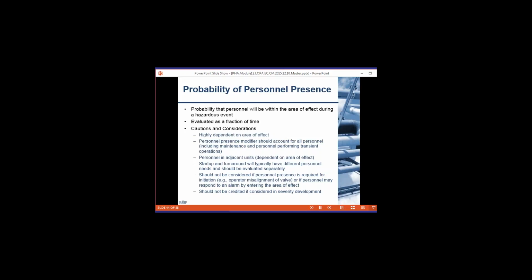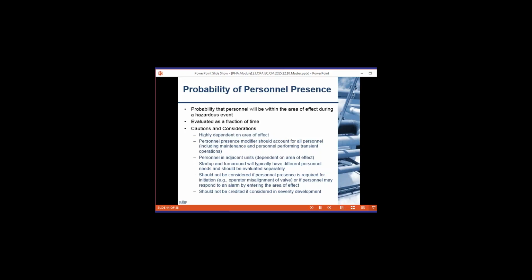This should not be considered if personal presence is required for initiation, i.e., an operator is actually going to turn the valve, and that is going to cause a release event. They're already out there, so we already know the personal presence is 100% of the time. Or if, based on training and procedures, when an alarm sounds, personnel are going to go out to investigate the alarm, once again, 100% of the time if they're following the rules of the facility.